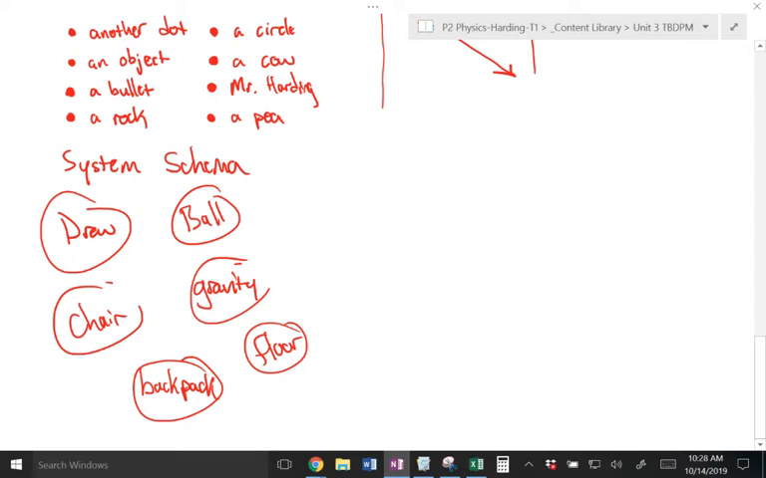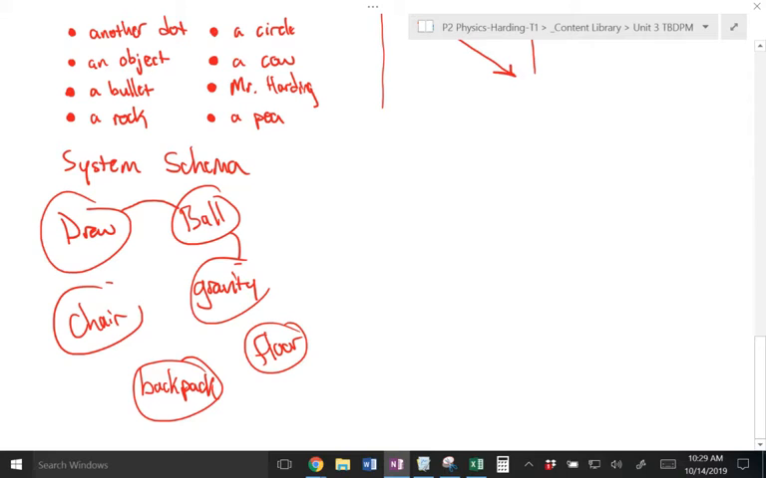Okay. So in a system schema, Drew, you can take a break. In a system schema, you just make little bubbles for all the objects, and then you... Oh wait, nope. Sorry, Drew. You got to get back up there. We're not done. We're going to draw lines to show things that are interacting. Okay. So is the ball interacting with anything? Drew, right? So I'm going to draw a line between the ball and Drew. Anything else that's interacting with the ball? Gravity? Okay.